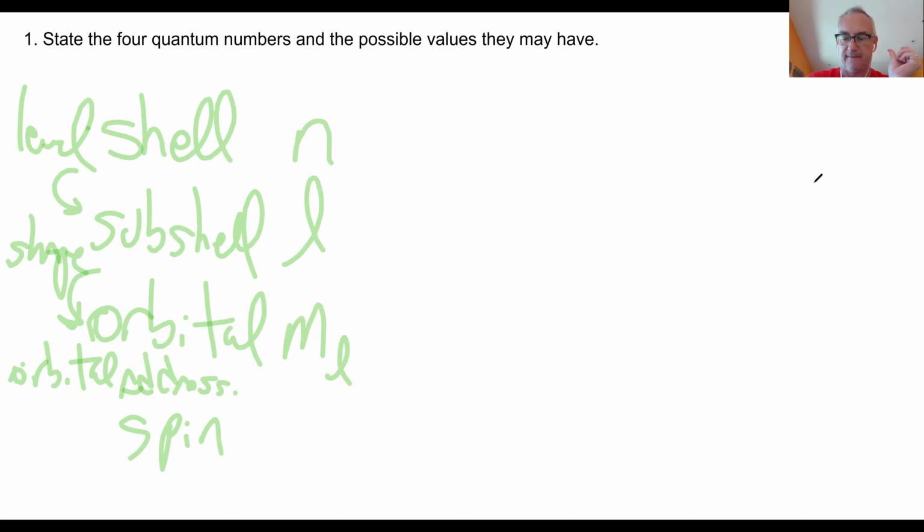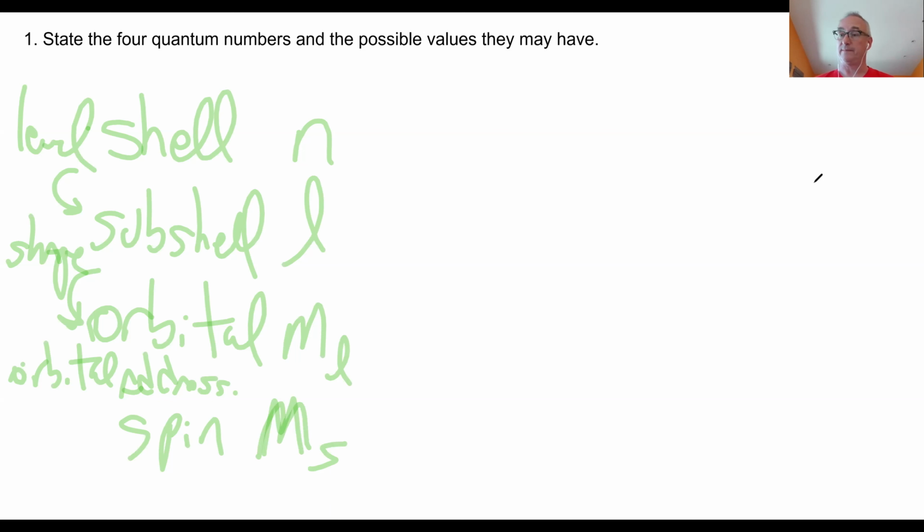Yes, Nicholas. So ML and MS is like the street and then the actual house address? Sure. Yeah, if you want to put it that way. N would be like the country, and L would be the state, and then M_L would be the city, or the street, and then the spin would be the actual number on it as we keep narrowing down and down. So yeah, N, L, M_L, and then M_S for spin.